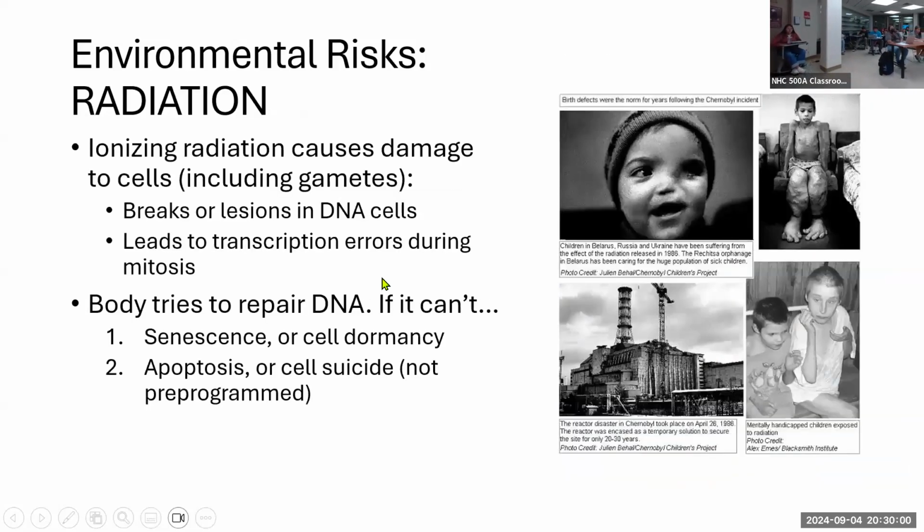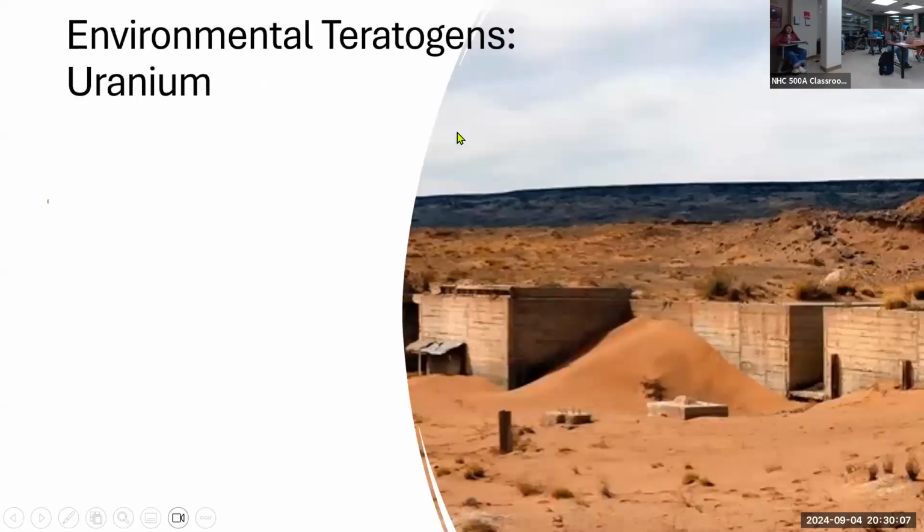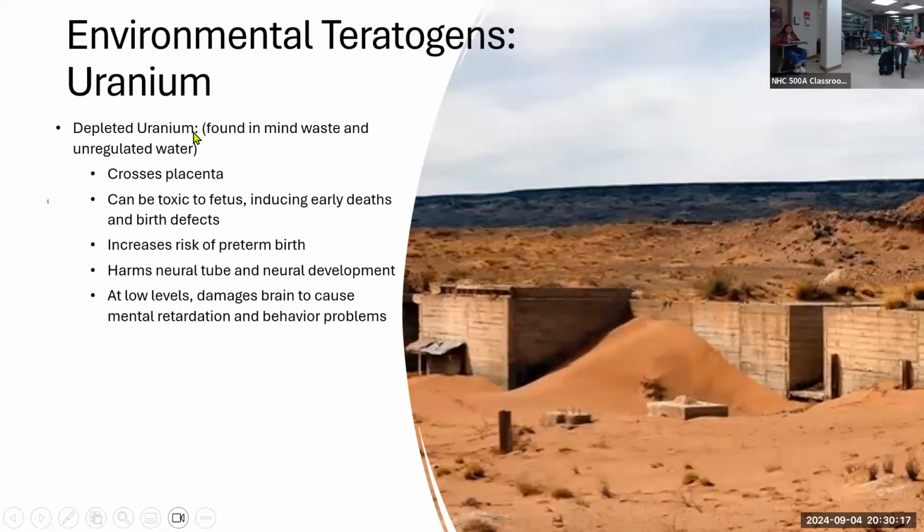About radiation a little bit, it can harm the gametes and have serious consequences. I have a nice little video on this. I'll post it in case you're interested. How about uranium? Uranium is an environmental teratogen that's around here. Depleted uranium is what they are not using anymore, kind of the waste from it. And it can saturate down into the water. It crosses the placenta. It can cause early deaths and birth defects and increased risk of preterm birth. And it can harm neural tube and neural development.